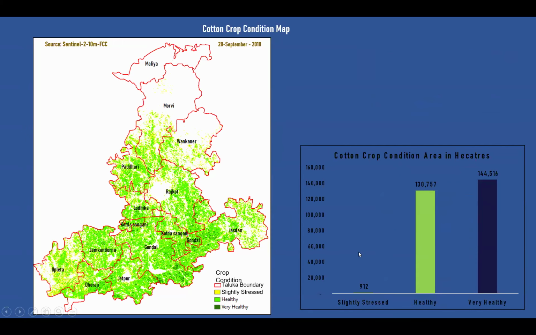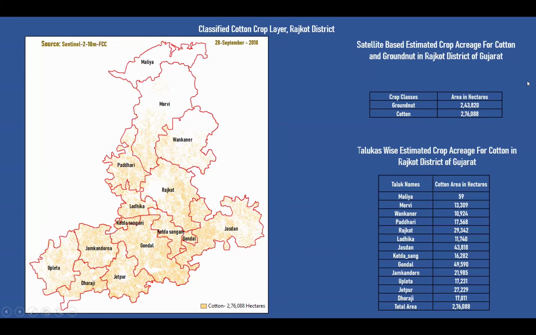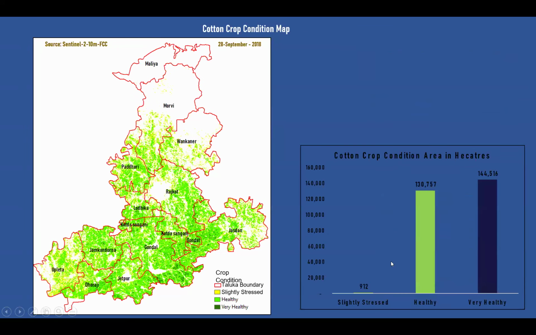Now this is the crop condition. Crop condition, healthy and very healthy. So here we can see that about 2,43,000 hectares are there, or 2,76,000 hectares of cotton is there, out of which this many are healthy and very healthy. So if I have to send any agriculture officer, I don't have to ask him to go and roam around the entire district. That will be a waste of time, resource, money, energy. I'll say that you focus on only these 912 hectares, which is under stress, and give them the advice.